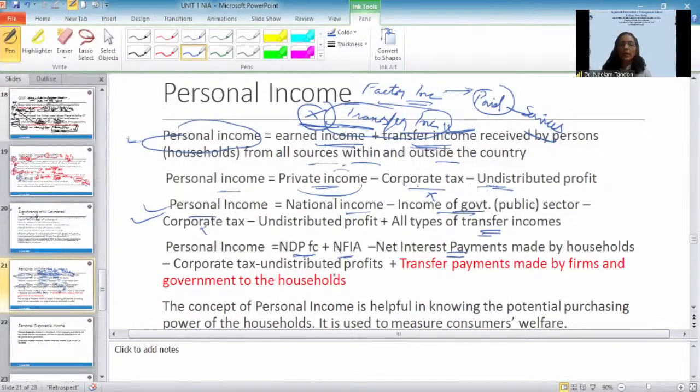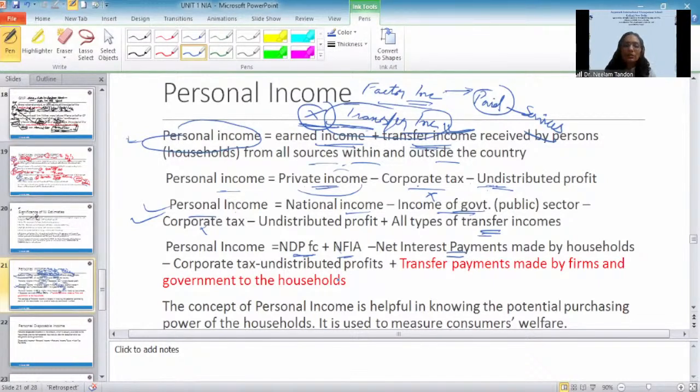Net interest payments by households means you invest, so you get interest payments. You borrow, so you pay interest. So there is interest that you pay and interest that you receive. If you have to pay more, then it is minus. Interest payments you are making are minus from your income. So interest liabilities are more on your head, that means it is minus.